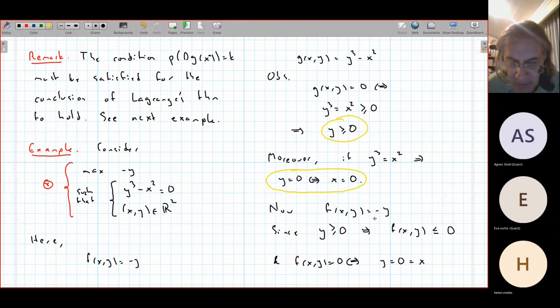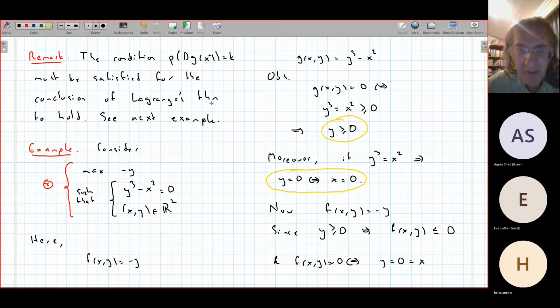That's when this function is going to be maximized and the constraint is going to be satisfied. So that's what I'm going to mention on the next page. Can we change the page?